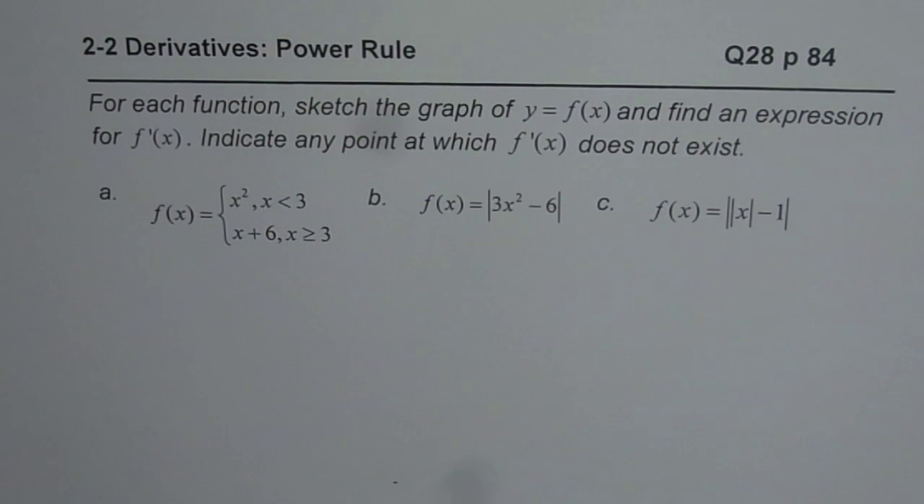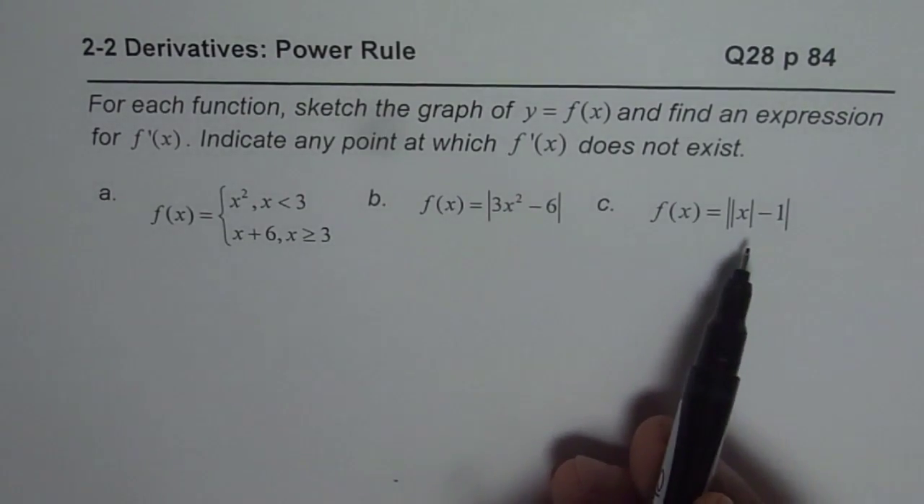The question here is, for each function, sketch the graph of y equals f of x and find an expression for f dash x. Indicate any point at which f dash x does not exist. So we have three particular parts in this.